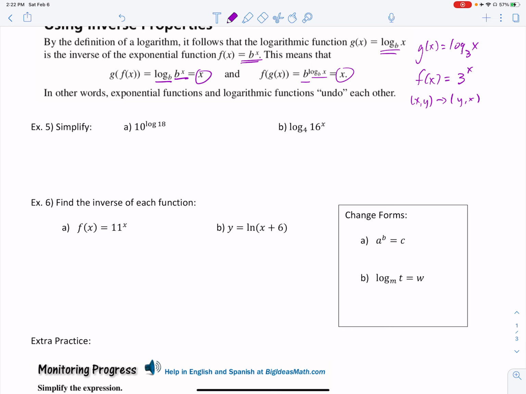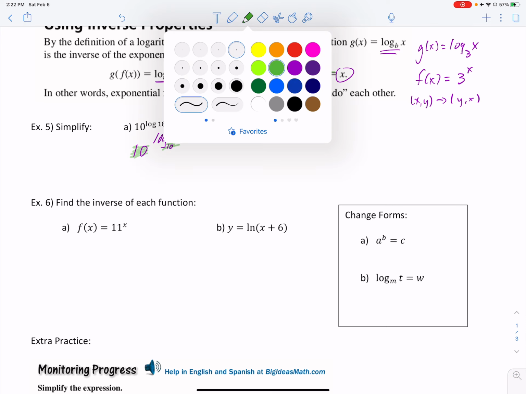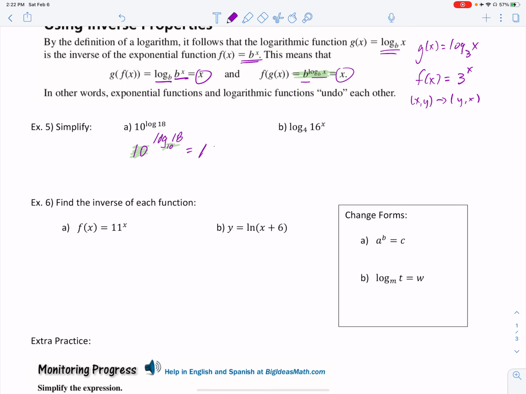Right here we have 10 to the log of 18. Well, again, make sure you copy the original problem down. You need to understand that that is an understood base of 10. So we have this kind of thing happening, where this base matches this base. And so our answer is just the argument of the logarithm. My answer is 18.